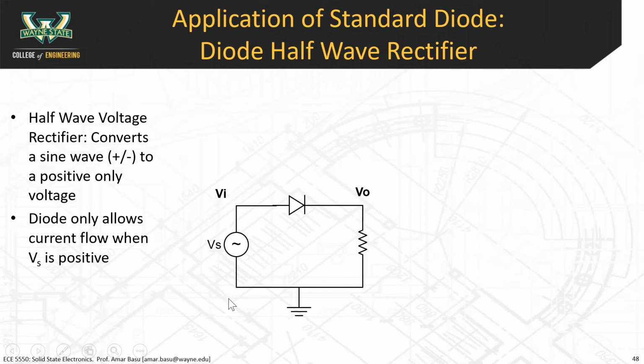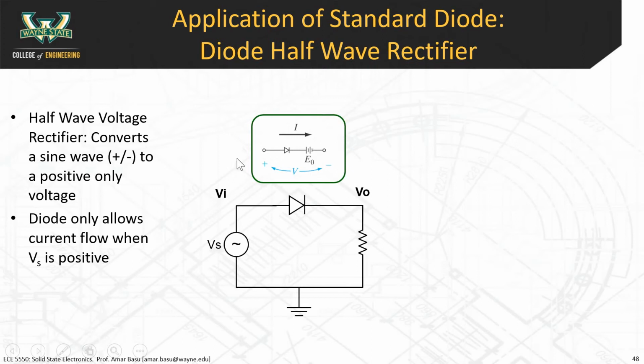The way a half-wave rectifier looks is like this. Let's say you have your sinusoidal input source. I have a diagram of that here, but this sinusoidal voltage source is like your power outlet. It goes from positive to negative. Then you have the diode here. The diode only allows current to flow in one direction, and then you have a resistor here.